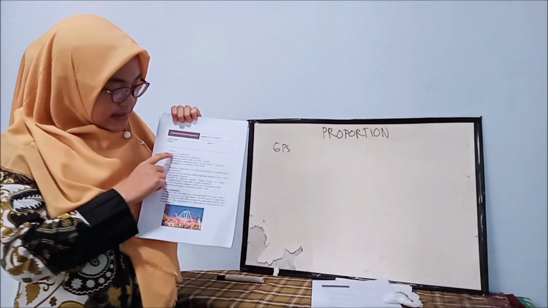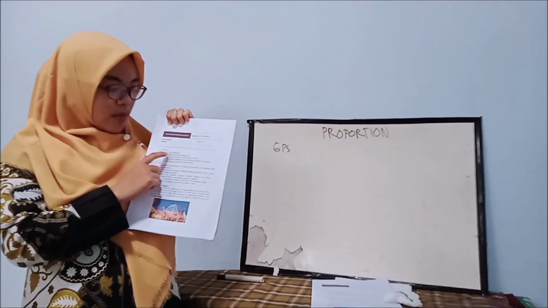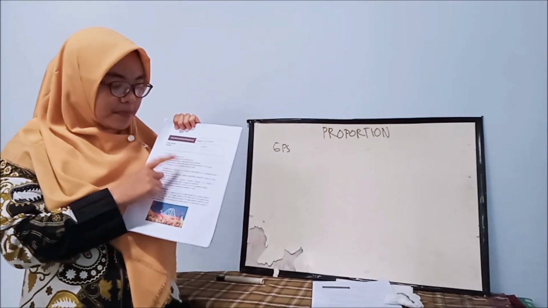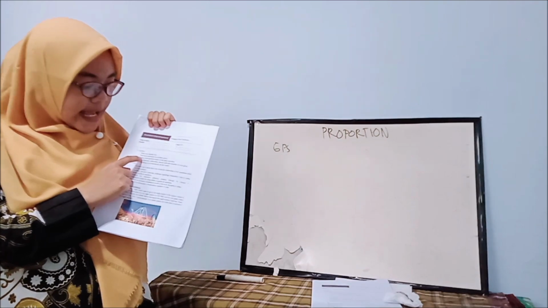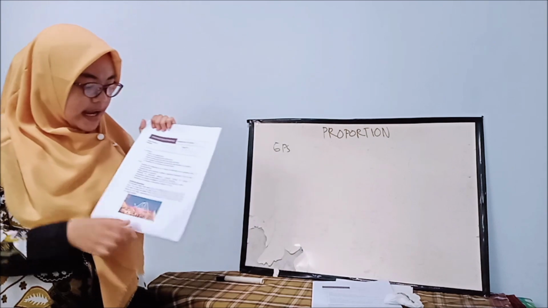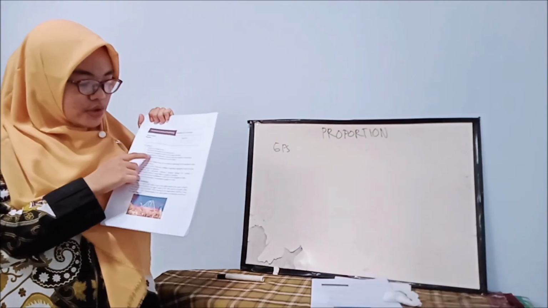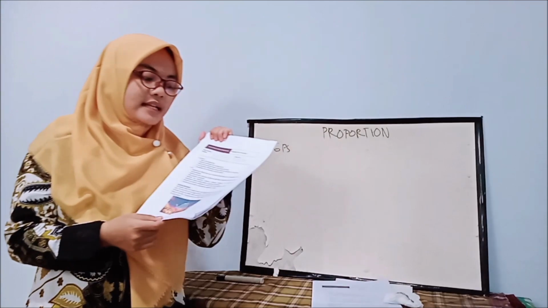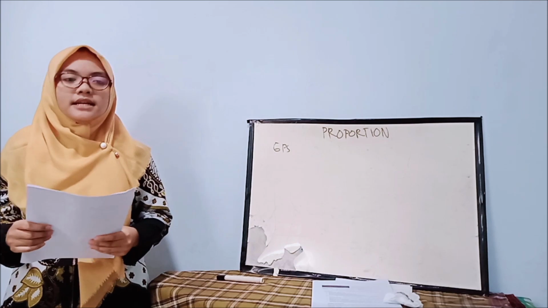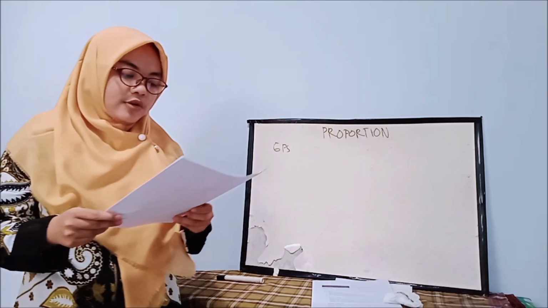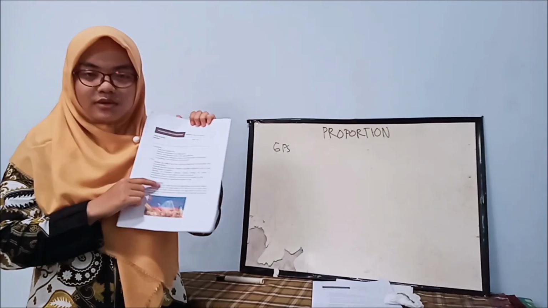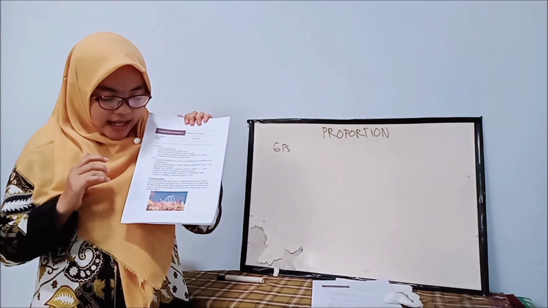The procedures: first, write your identity. Second, read and understand the problem given. Third, answer each question clearly in the space provided. And fourth, if you find difficulties, discuss with each member of your group, and you can ask me. From the first problem, here we give a problem illustration for this material.